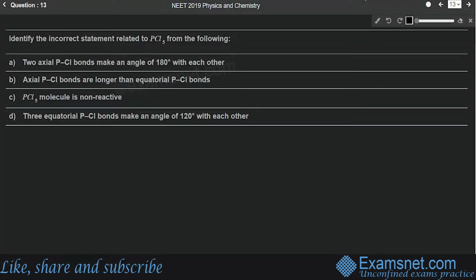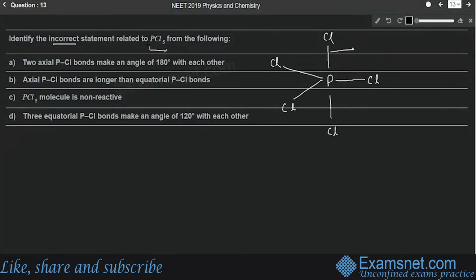Question number 13 is from the chapter Chemical Bonding and Molecular Structure, and the question is, identify the incorrect statement related to PCl5 from the following. Okay, so we'll go through the statements, but before that let's draw the structure of PCl5 molecule. So this is the central atom, that is phosphorus. Now two chlorine atoms form axial bonds, that means bonds along the axis of the molecule, okay, whereas three other chlorine atoms form equatorial bonds, that means bonds along the equator of the molecule.